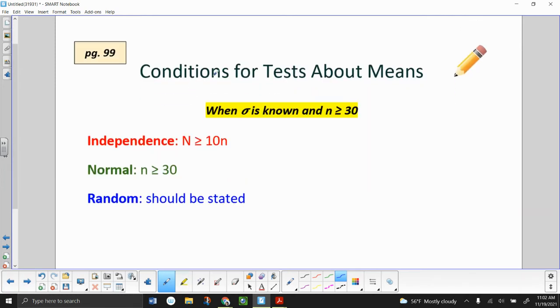All right. In terms of conditions for tests about means, just like always, independence and random condition are the same. Big N is greater than or equal to 10n, and the randomness should be stated. However, with means, when sigma is known and our sample size is greater than or equal to 30, to meet the normal condition, our sample size just has to be greater than or equal to 30.